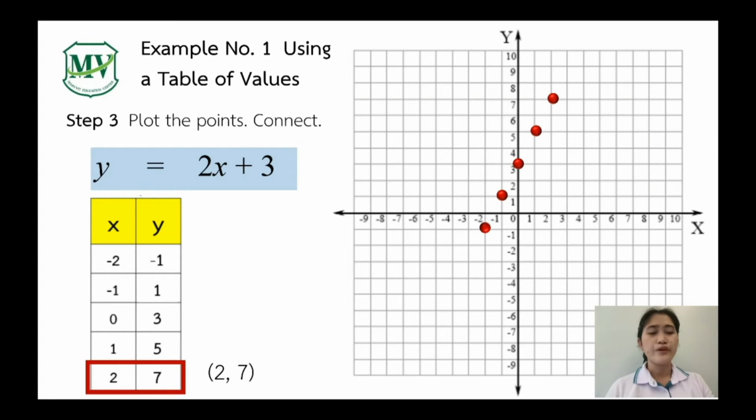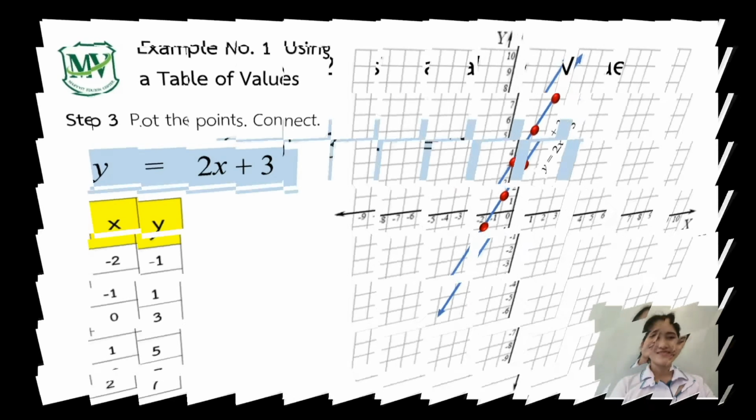Wow. Now we're going to connect it with a straight line. And don't forget, when we connect it with a straight line, don't forget to write an arrow on both ends, because this is not a line segment, it's a line. So this is the line of y equals 2x plus 3.